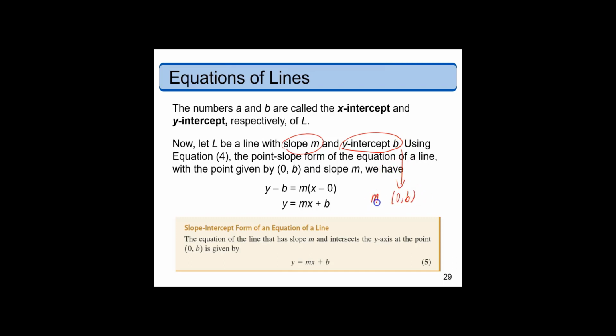Slope is given, and putting it into point slope form, we get y minus b. This is x1, y1, with y1 equal to b, so y minus b equals slope times x minus x1. To simplify, you end up with y = mx + b. And that's how we go from the point slope form to the slope intercept form.